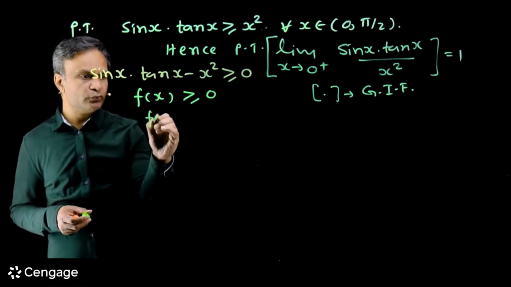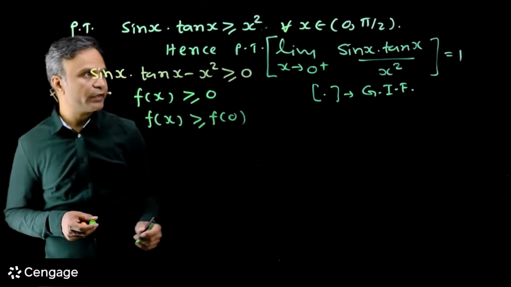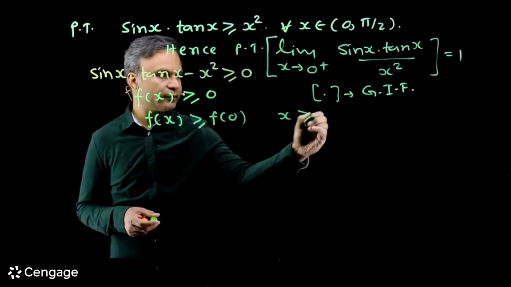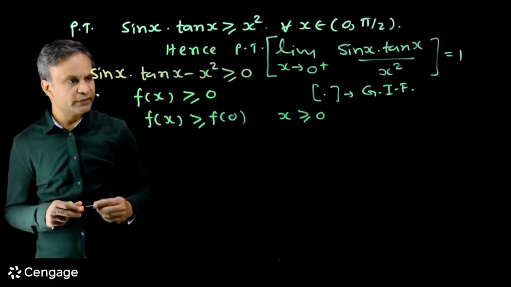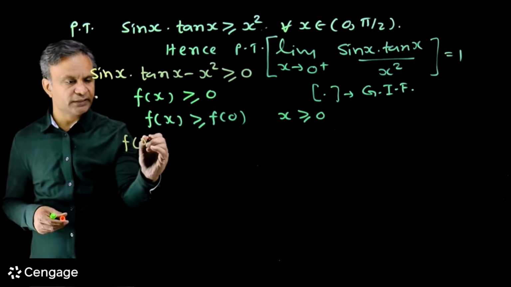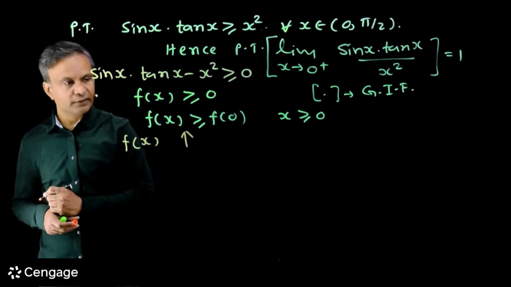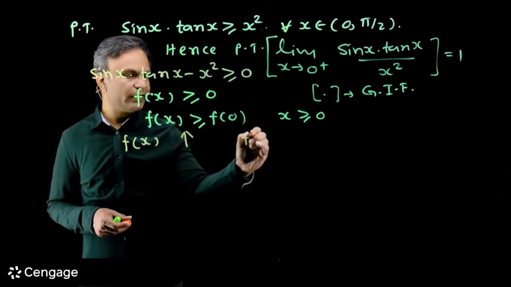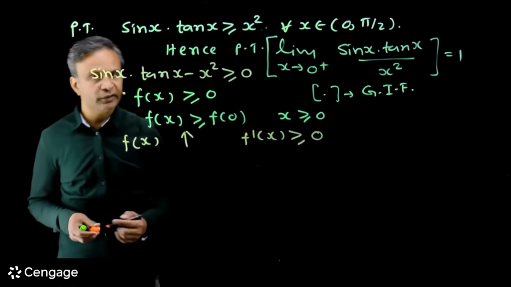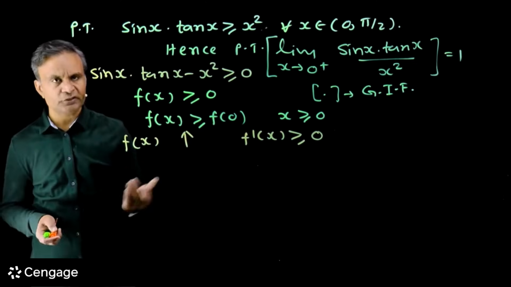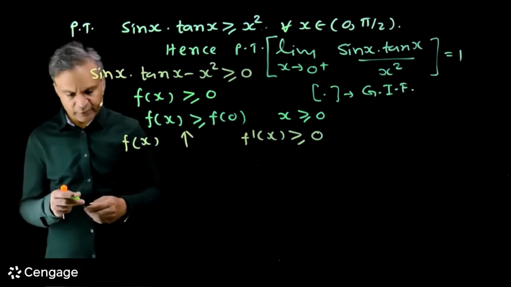That means we have to prove that f x is greater than or equal to f of 0, where x is greater than or equal to 0. That means we have to prove that function f x is an increasing function. Function f x को हमें increasing function prove करना है. That means we have to prove that f dash x is greater than or equal to 0. डेरिवेटिव नॉन नेगेटिव होगा. ठीक है, तभी तो फंक्शन f x इंक्रीजिंग होगा. Okay, now we find the derivative.